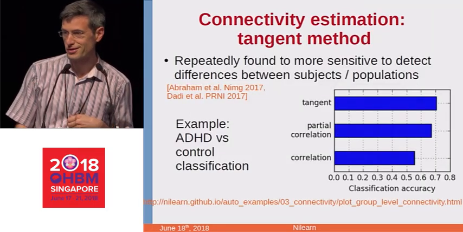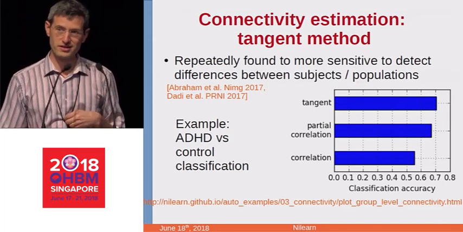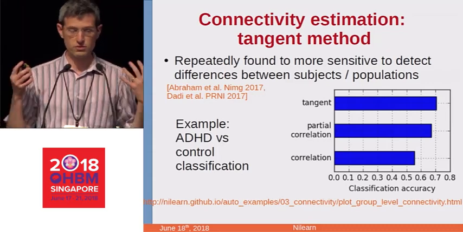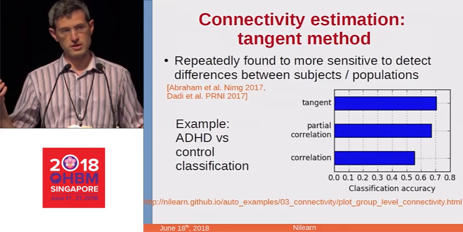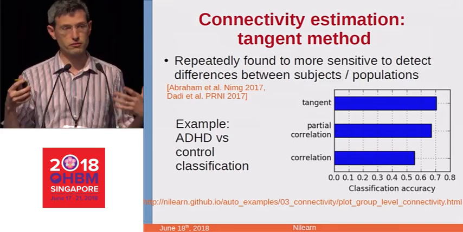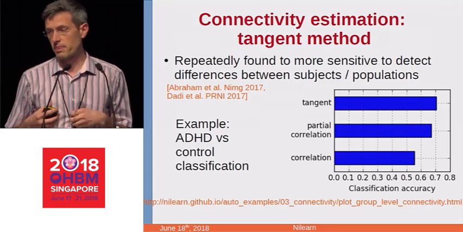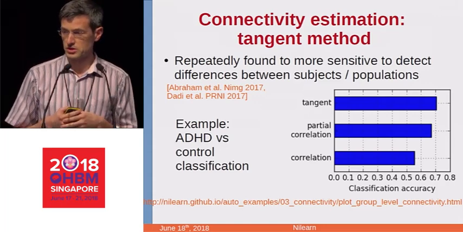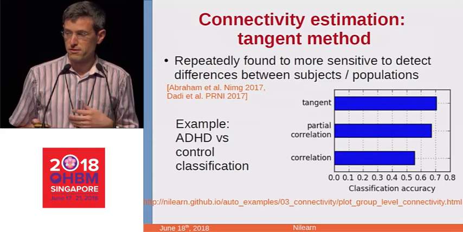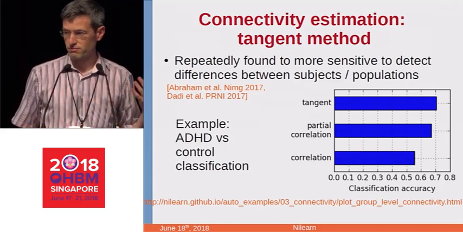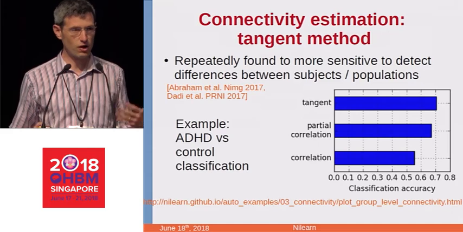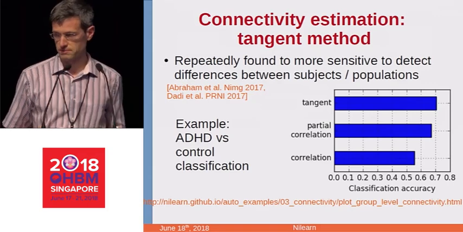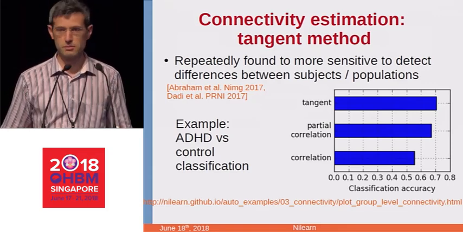But the killer feature is the so-called tangent method for connectivity analysis. It's a technique that takes into account the structure of covariance matrices. And so it's a parameterization of connectivity that is well suited to the comparison of different populations. So it was based on theoretical arguments, but we've seen in 5-6 studies now that it systematically outperforms correlation or partial correlation when we want to compare populations. And we provide examples for that.